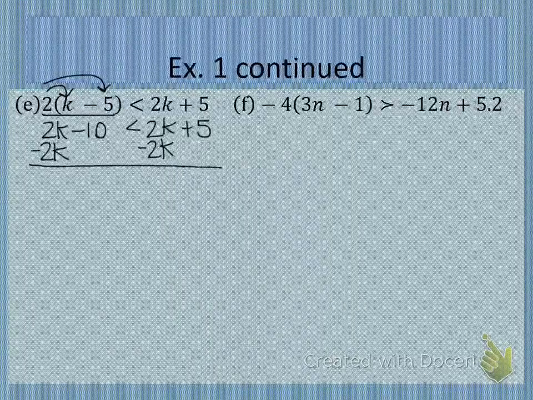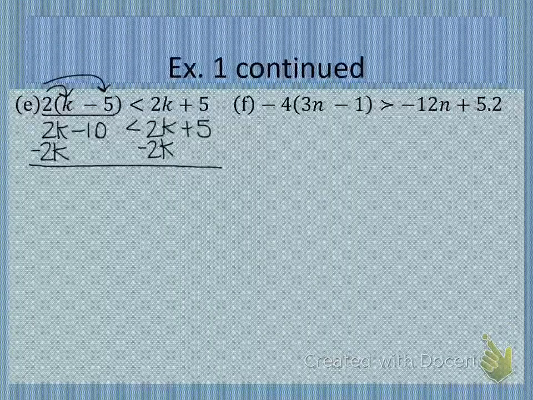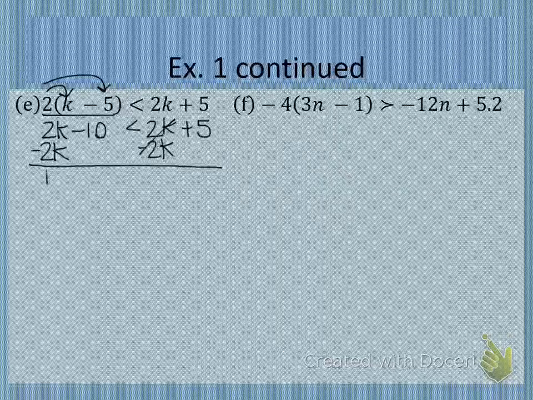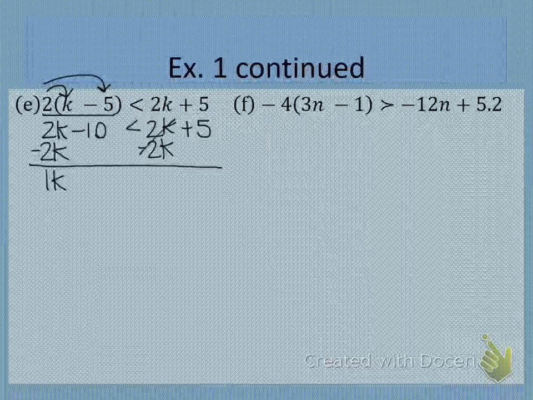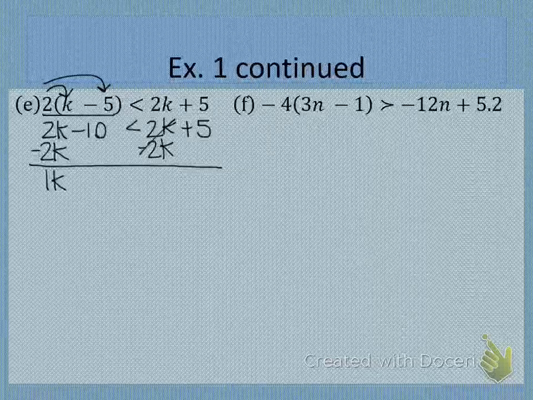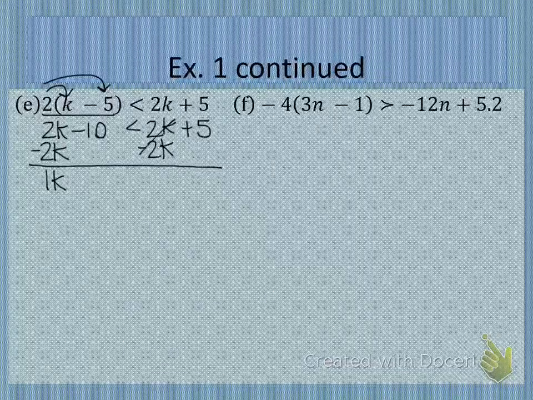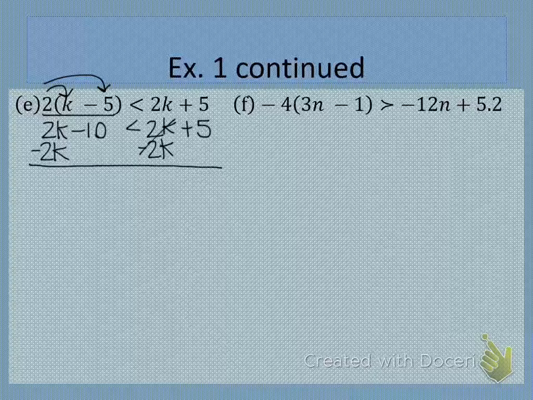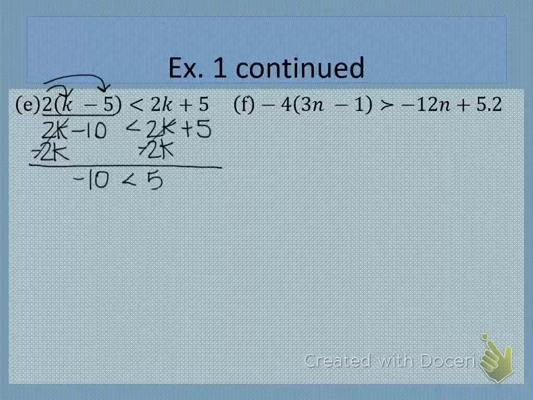Now, here's what blew my mind on some of your tests. You crossed one of them out, but you kept on the other side a 1k. I cannot tell you how many times I saw this on people's tests last week when I was grading these. All right, if it cancels on one side, it cancels and goes away on the other. 2k minus 2k is 0. So it cancels on both sides, leaving me with a negative 10 is less than positive 5.